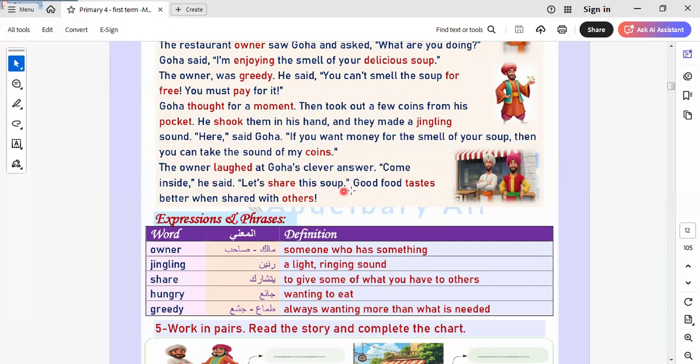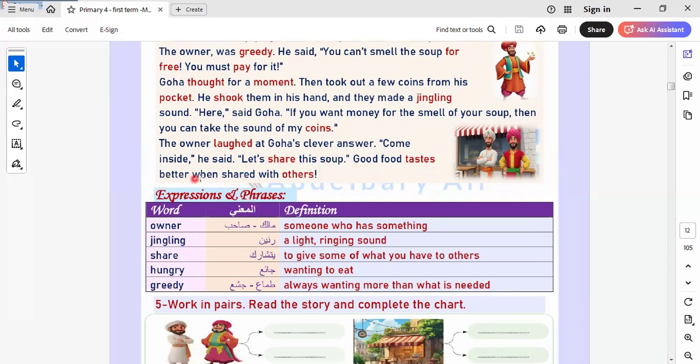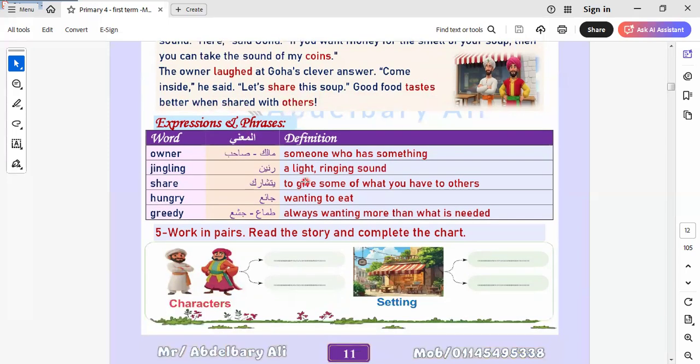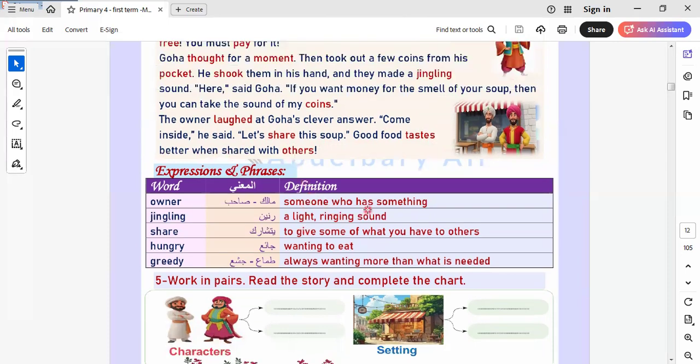He said, "Let's share this soup. Good food tastes better when shared with others." So here we talk about sharing food with others.